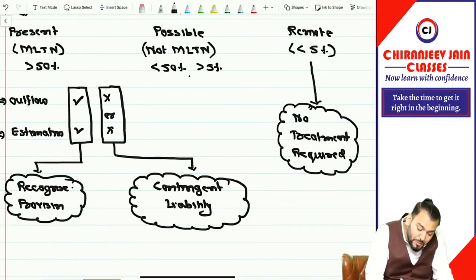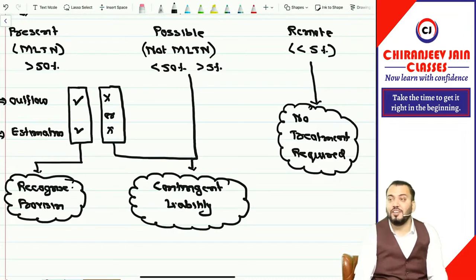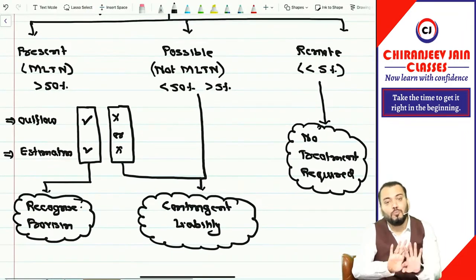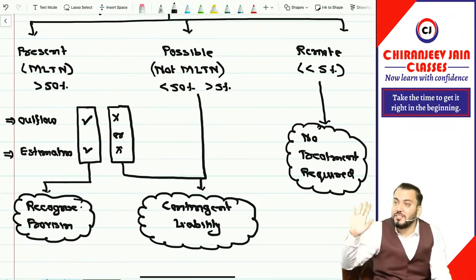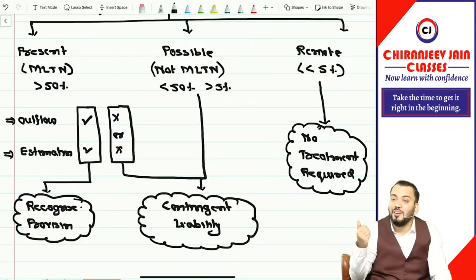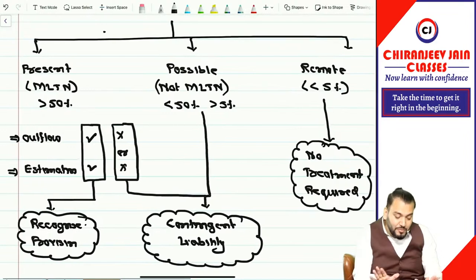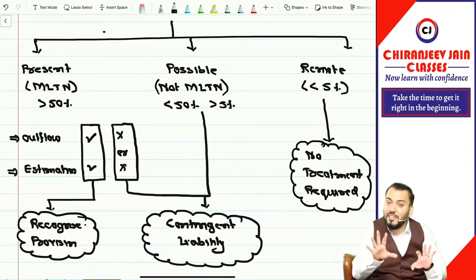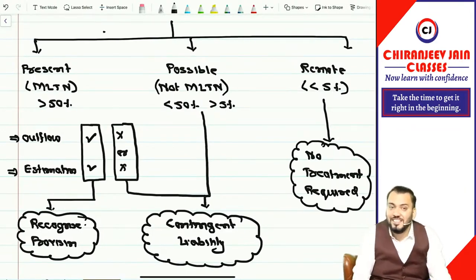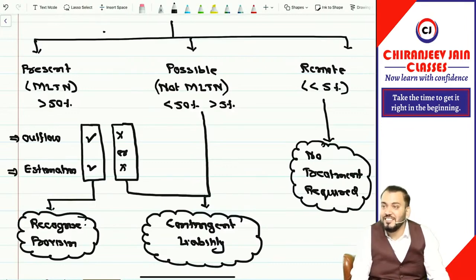And all possible obligations arising from past event will be what? Disclosed as contingent liability. All possible obligations arising from past event will be disclosed as what? Contingent liability. Simple. With this flow chart, I hope the entire definition is clear. Have you understood?